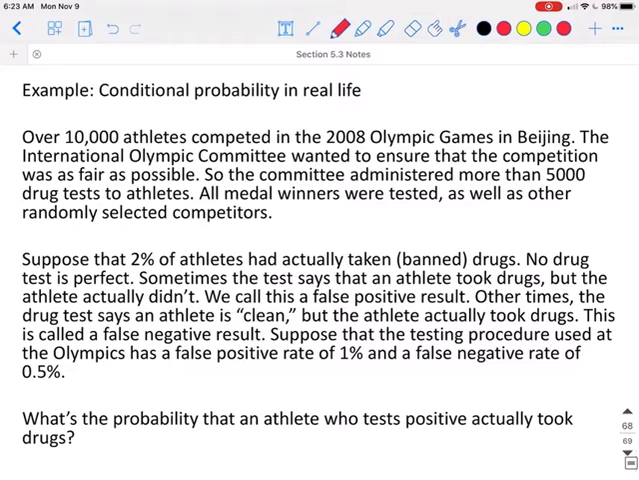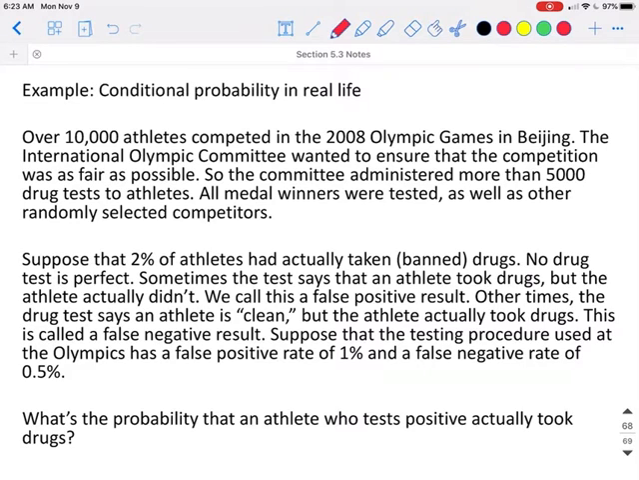Let's look at another example. Over 10,000 athletes competed in the 2018 Olympic Games in Beijing. The International Olympic Committee wanted to ensure that the competition was as fair as possible. So the committee administered more than 5,000 drug tests to athletes. All medal winners were tested, as well as other randomly selected competitors. Suppose that 2% of athletes had actually taken a banned drug.